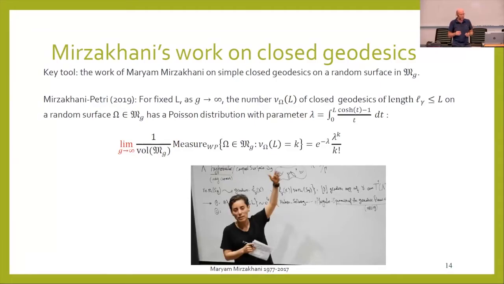And what Mirzakhani and Petri proved was that if you play this game with closed geodesics on a random surface, then in the large genus limit, you have a Poisson distribution. So it's the exact analog of this Poisson distribution for primes in critically short intervals. This is the kind of ingredient that is useful when you try to prove things about eigenvalues. I'm not going to get into this.